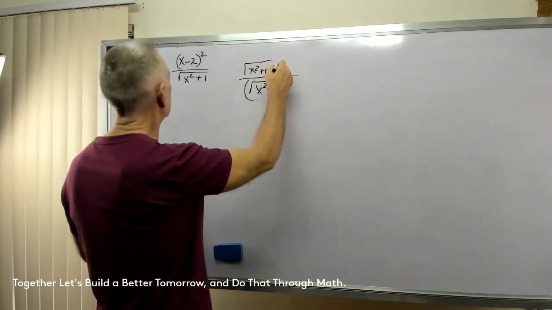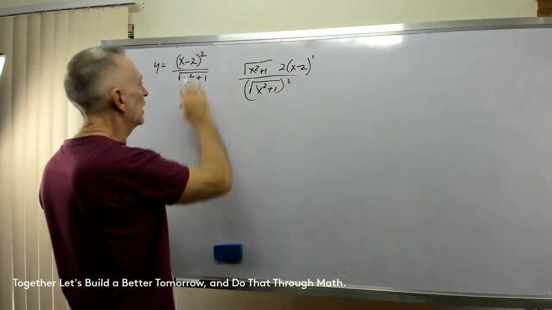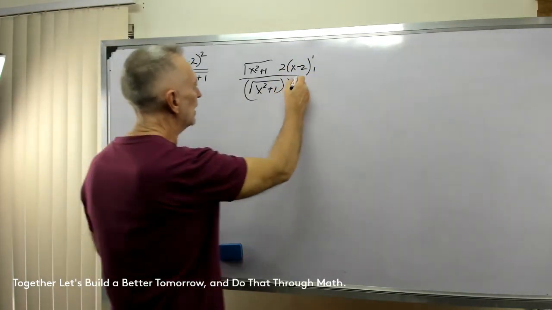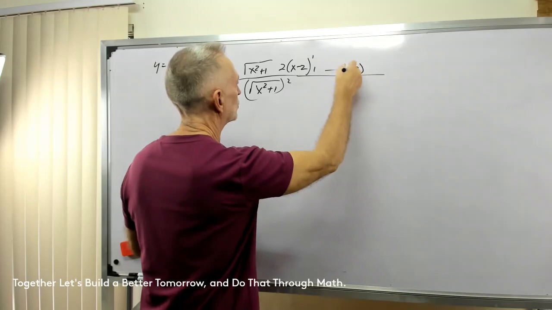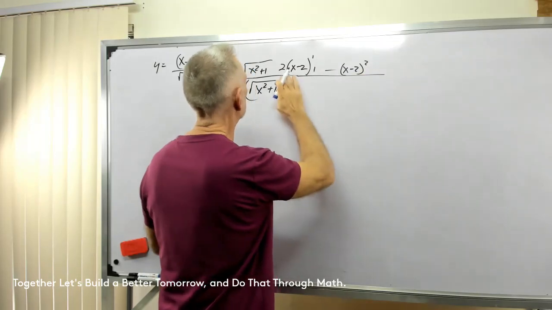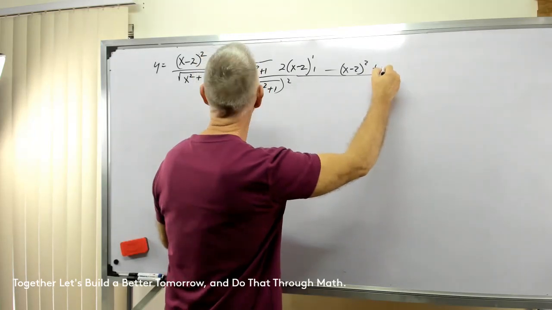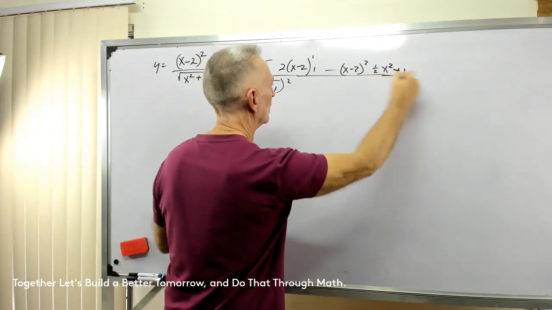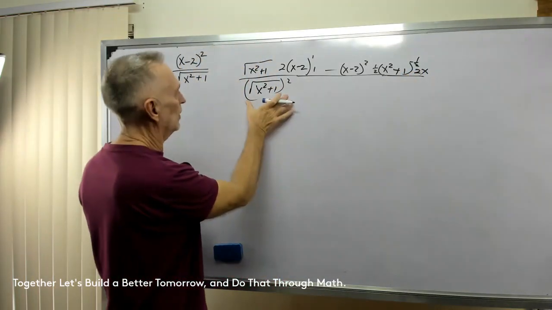The bottom one times the derivative of the top, which would be 2 times (x minus 2) to the 2 minus 1, which gives me the 1, then times 1, the derivative of the inside, minus the first one, which is (x minus 2) squared, times the derivative of the bottom one, which would be 1/2 times (x squared plus 1) to the minus 1/2 times the derivative of the inside, which is 2x. So all of that's over this.